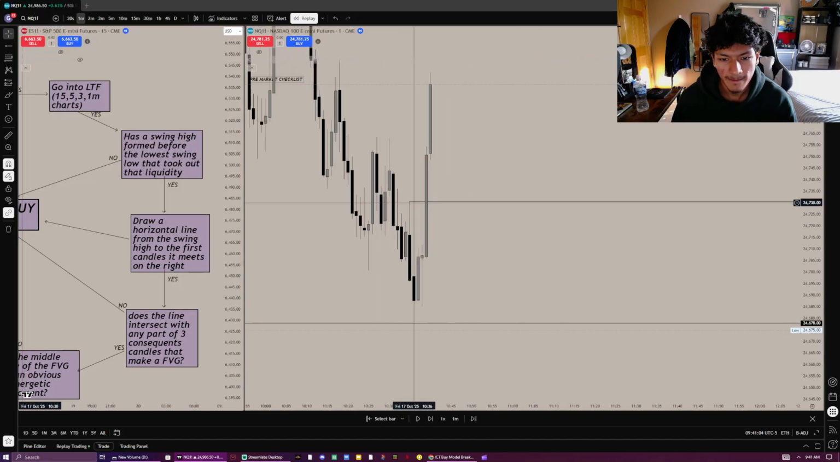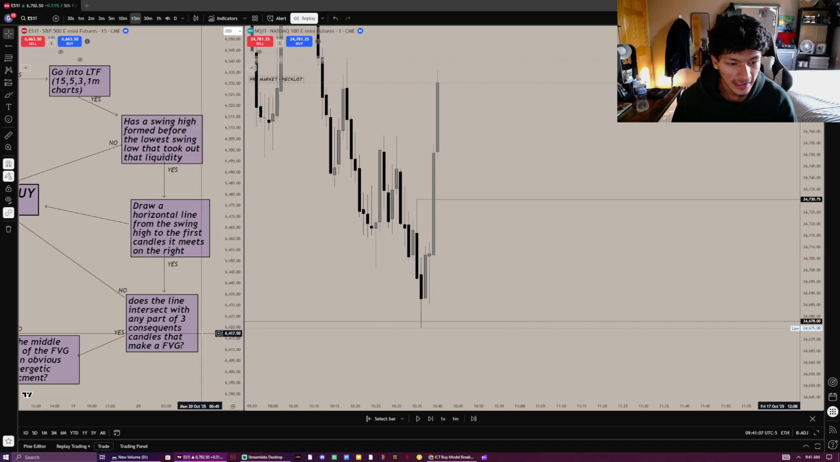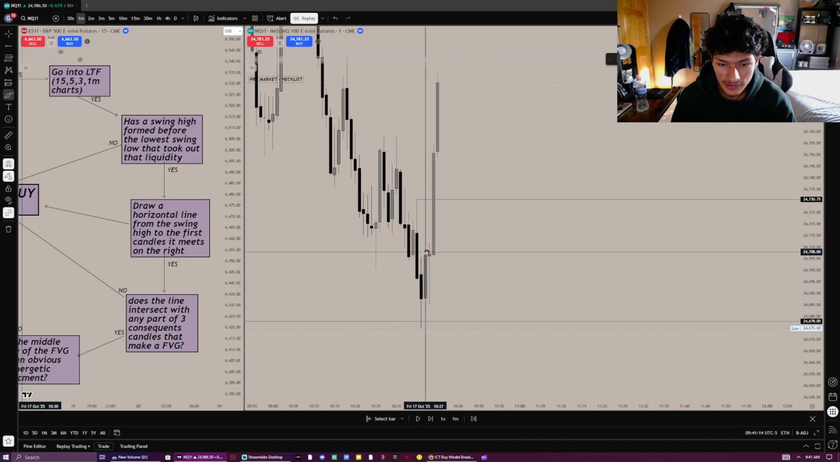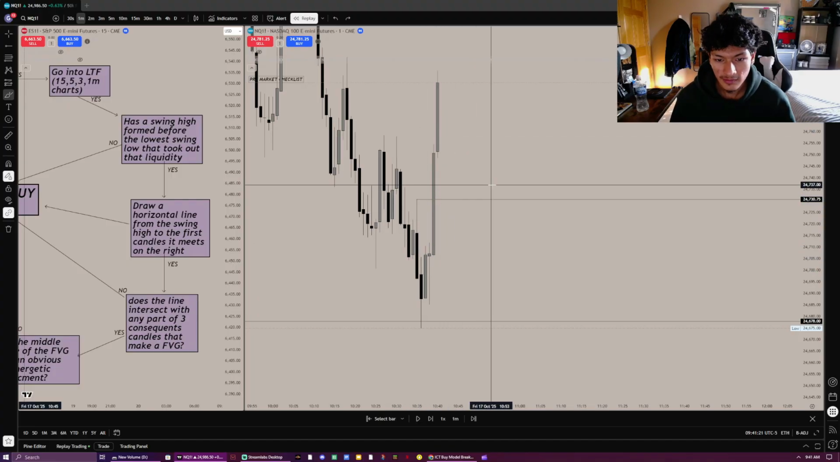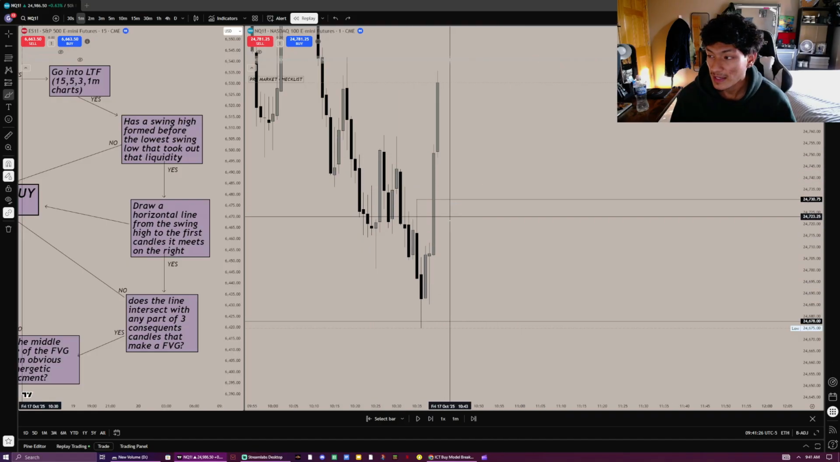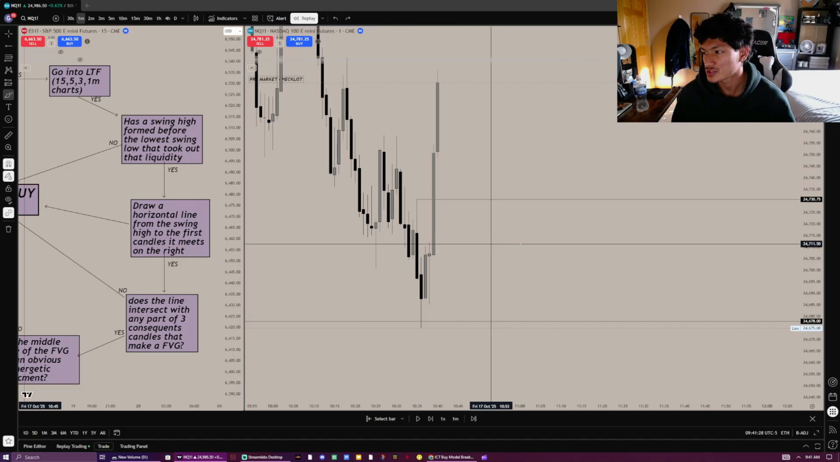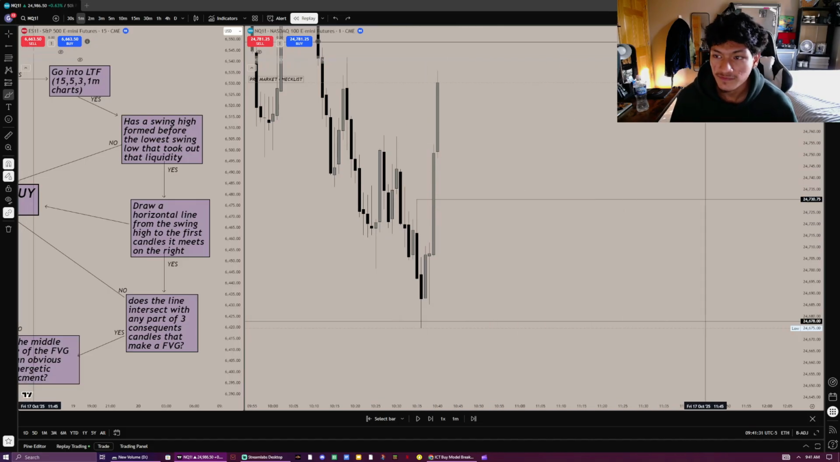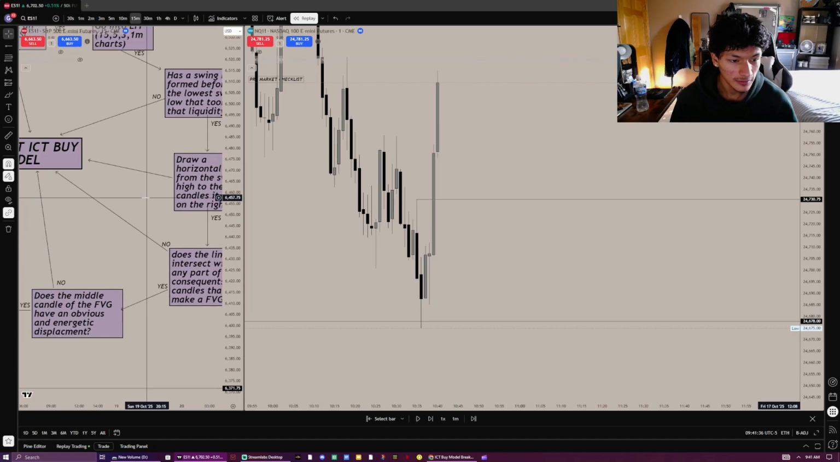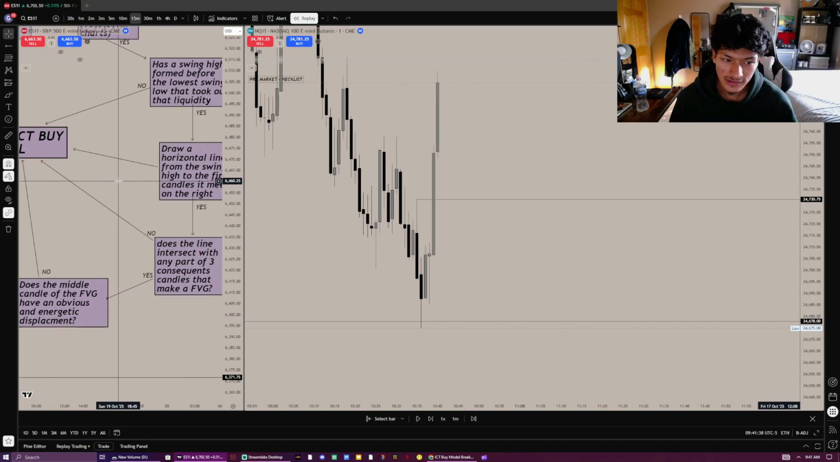So we have that line drawn out. Does the line intersect with any part of three consecutive candles that make a fair value gap? Yes, because this is candle one, this is candle two, this is candle three. What is a fair value gap? A three-candle pattern with an imbalance from wick to wick. I'm not sure of the exact definition, but this is a fair value gap. So yes, it does, and we can move on. If it was a no, it would not be a buy model. This would not be our setup.